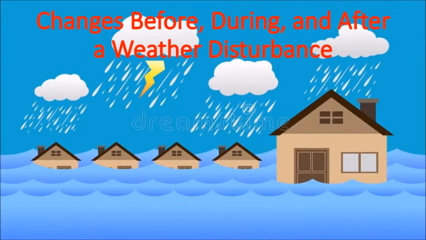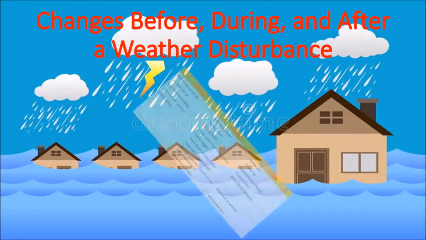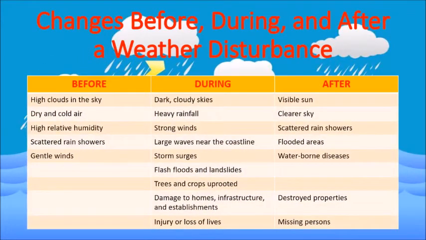Changes before, during, and after a weather disturbance. Below is a table that summarizes some changes observed in the weather before, during, and after the occurrence of a cyclone or bagyo. So before, we have high clouds in the sky. During, dark, cloudy skies, of course. And after, we can see Mr. Sun, visible sun.